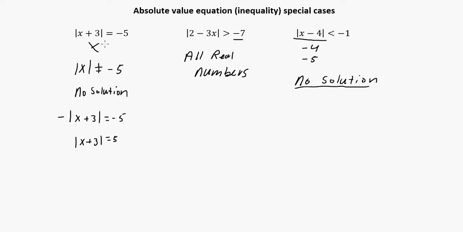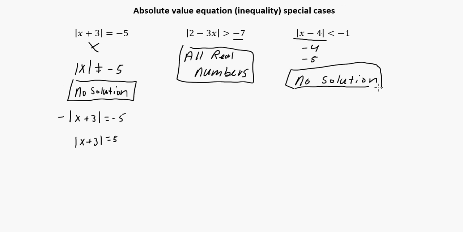So the quick of it is, if the absolute value is isolated and it's equal to a negative, the answer is no solution. If the absolute value is isolated and it says that the absolute value is greater than a negative number, the solution is all real numbers. And if the absolute value is isolated and it says it's less than a negative number, then there is no solution to that inequality.